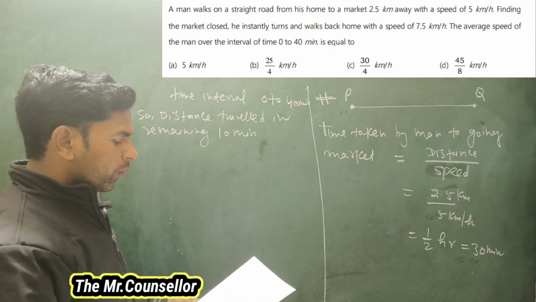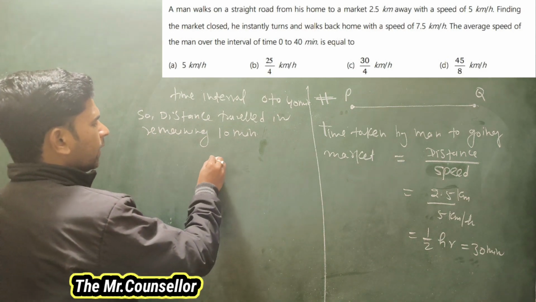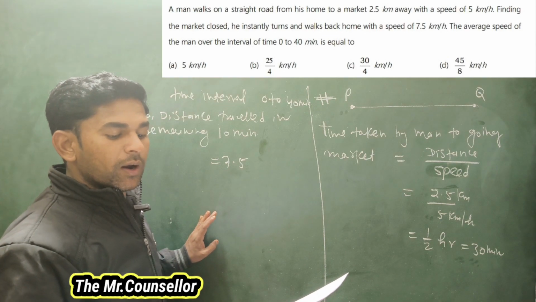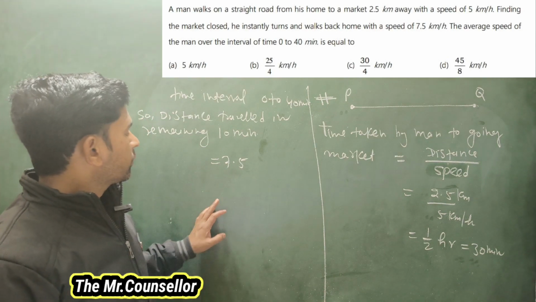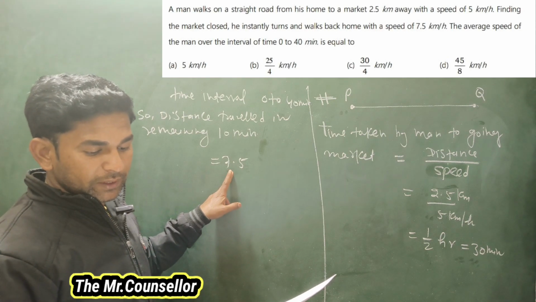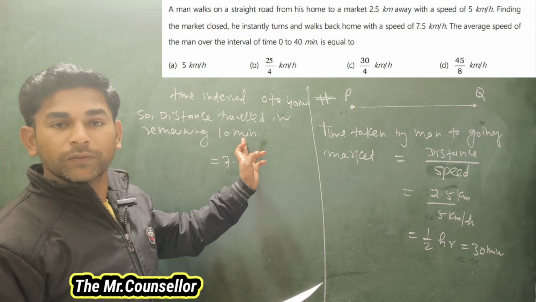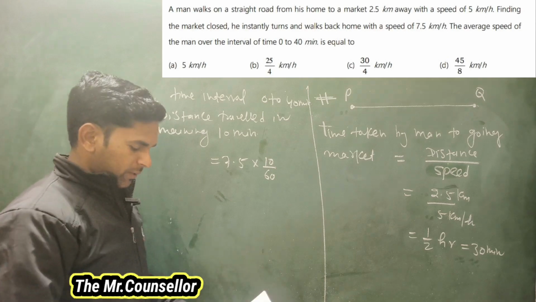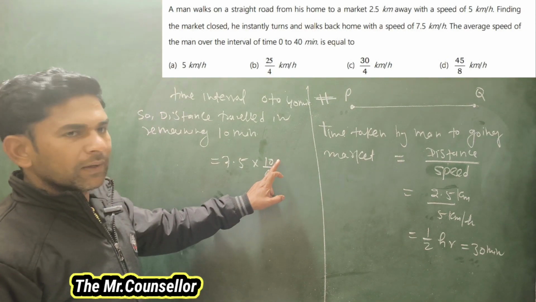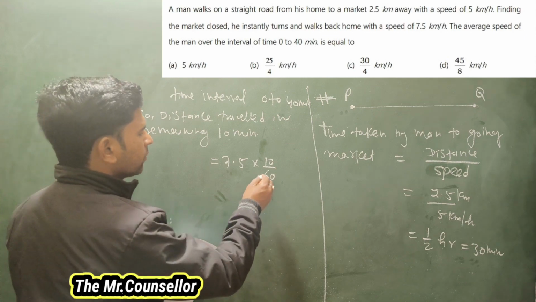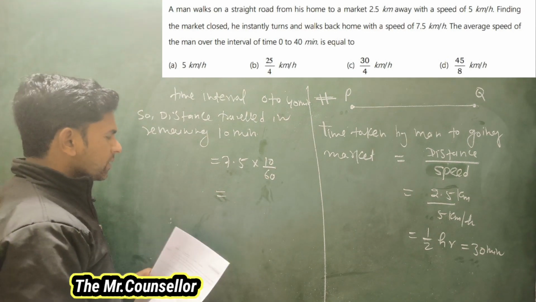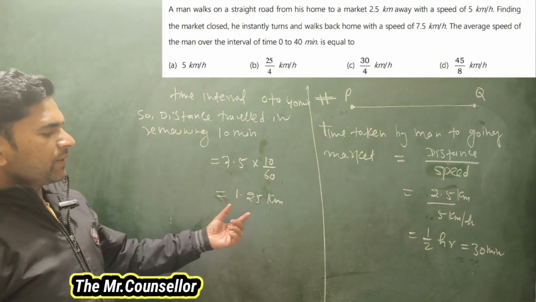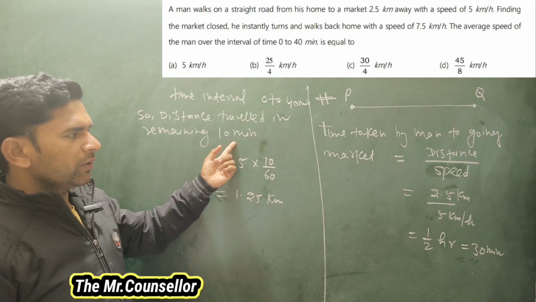So you know very well, the next speed is given there. We can write here 7.5 km per hour. You can consider 7.5 km per hour as the speed given for the next condition. So during these 10 minutes we need to find the distance, so 10 divided by 60. Is it okay or not? So 10 divided by 60, and when you solve, you will get 1.25 kilometer. So this is the distance covered in the remaining 10 minutes. Yes or no?